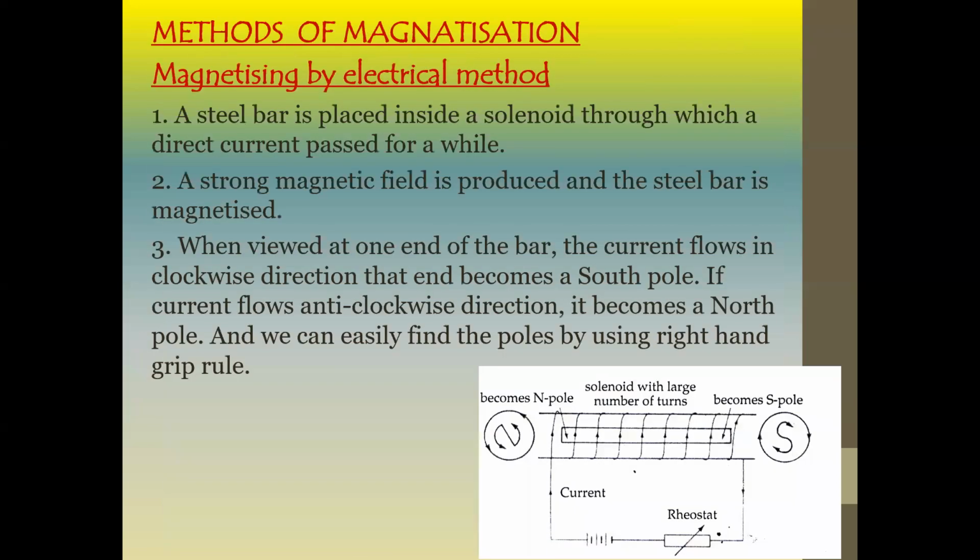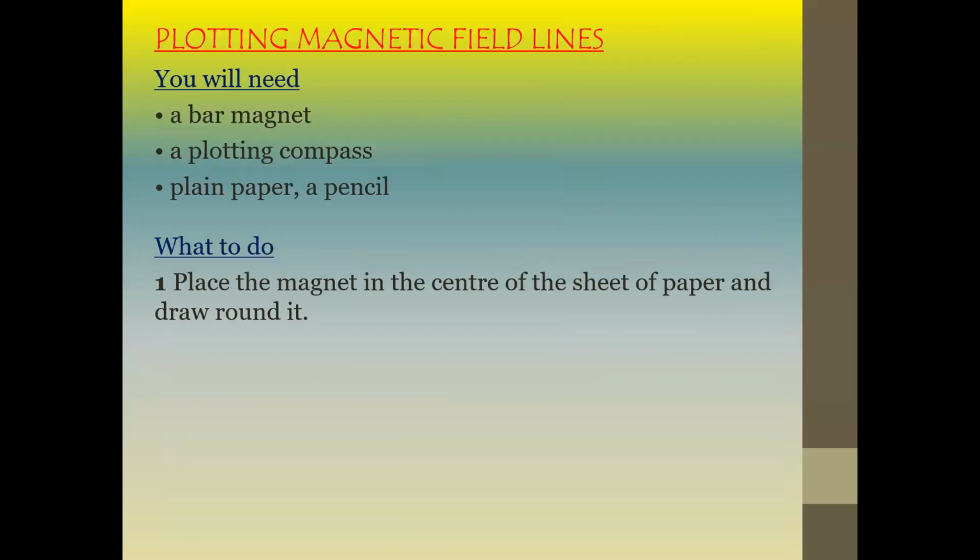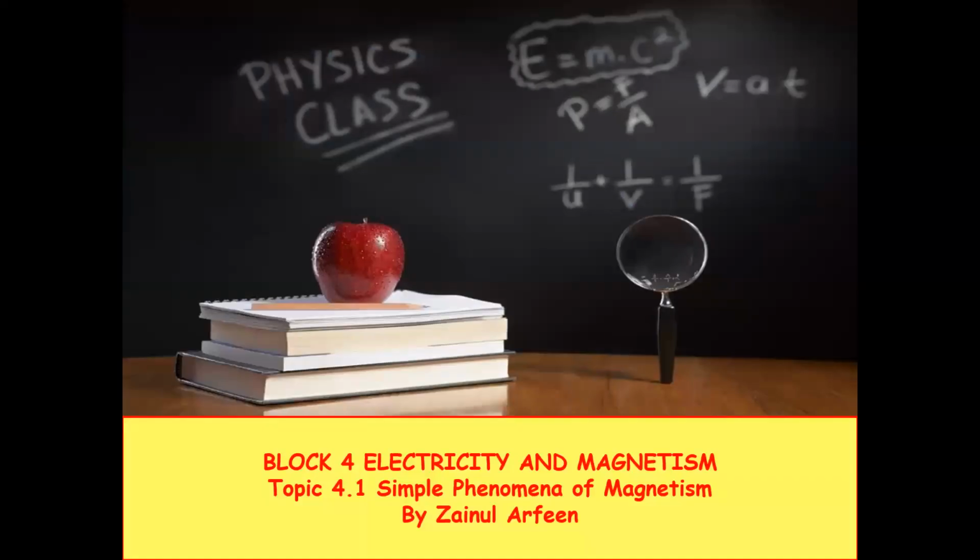So the topic, the simple phenomena of magnetism 4.1, we conclude. We started with the concept of the origin of the magnetic field, magnetic poles, like poles repel, unlike poles attract. Then the region around the magnet is known as a magnetic field. And we can magnetize or demagnetize a material by using different techniques. So next session we'll do the topic-wise questions related to the simple phenomena of magnetism. Any doubt related to the class today?